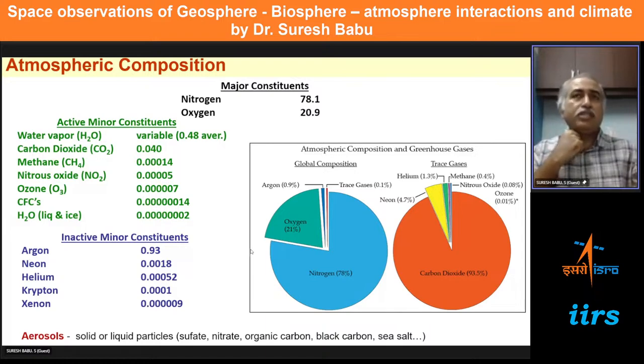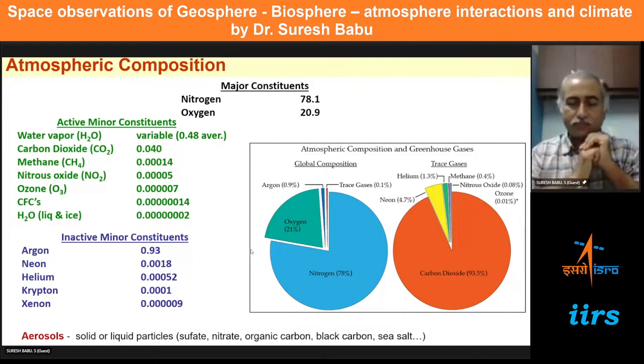We know that in addition to this gaseous component, the geosphere and biosphere processes emit so many particles into the atmosphere, known as aerosols. We know that these are solid and liquid particles of different composition. These particles are also very important in their interaction with the radiation, affecting the radiation balance of the Earth atmospheric system.